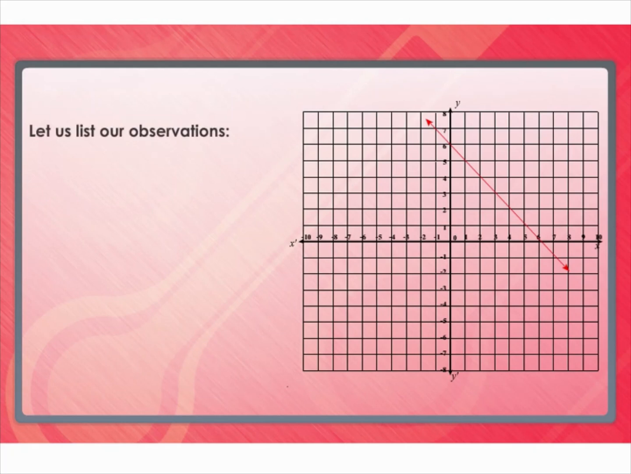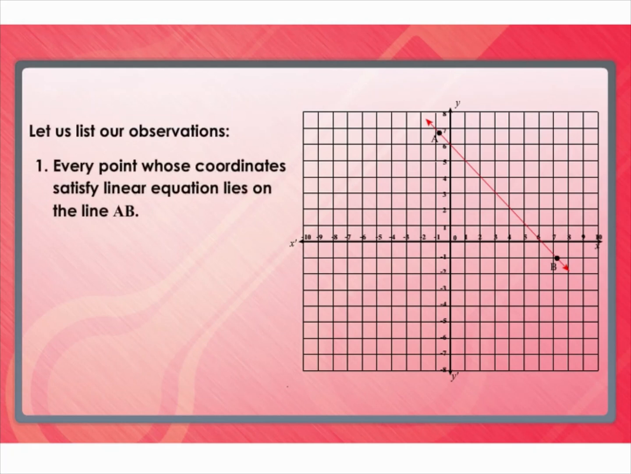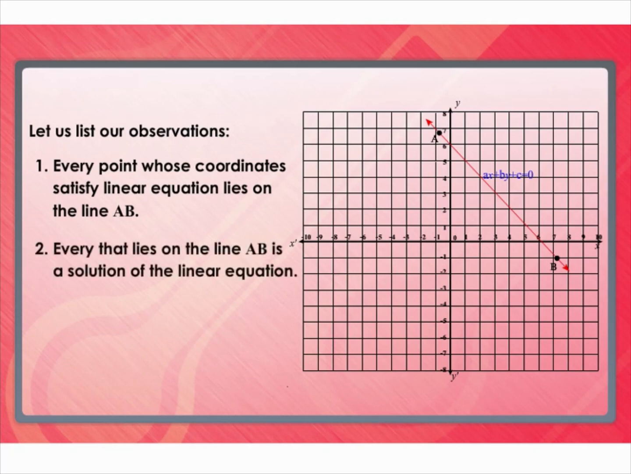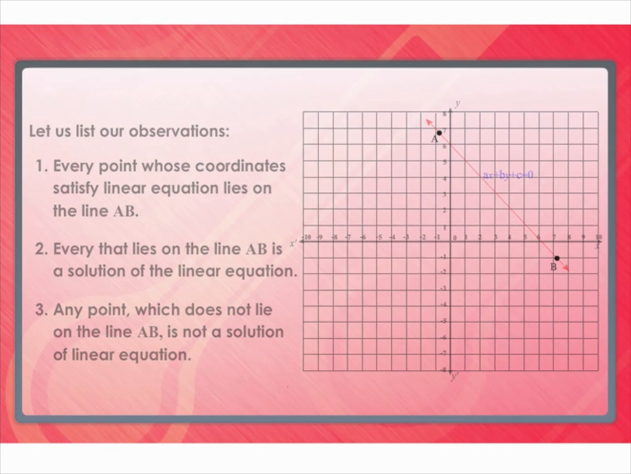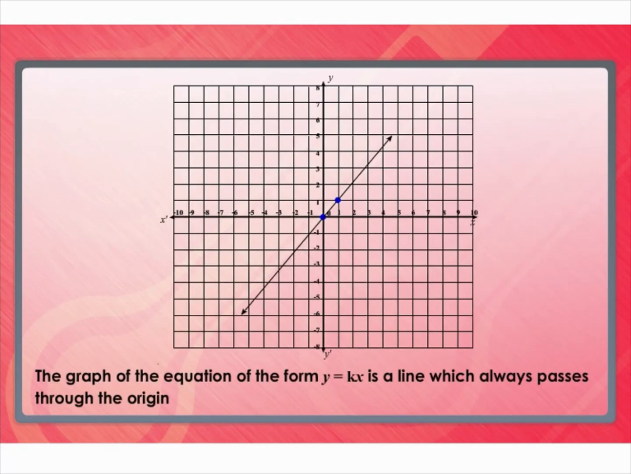Let's list our observations. 1. Every point whose coordinates satisfy a linear equation lies on the line AB. 2. Every point that lies on the line AB is a solution of the linear equation. 3. Any point which does not lie on the line AB is not a solution of the linear equation. Remember, the graph of the equation of the form y is equal to kx is a line which always passes through the origin.